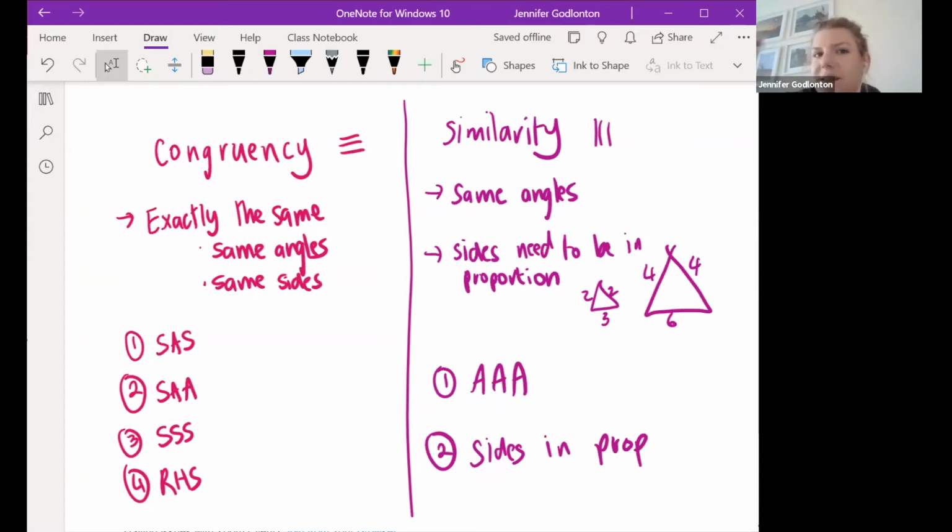We're going to mix in some congruency, because remember in your test, it's not going to be like, this is similar, this is congruent. You have to know which is which. So we're going to mix them together and we'll see how we go from there. Okay.